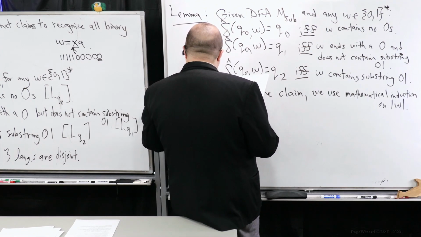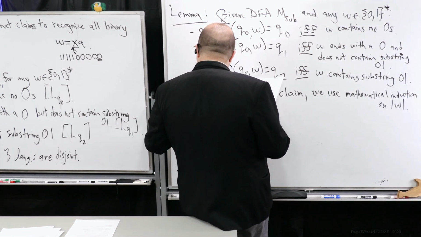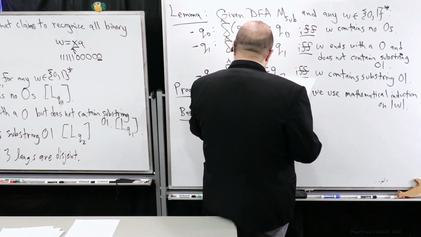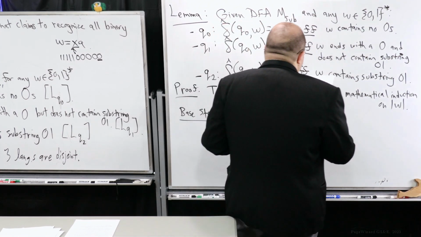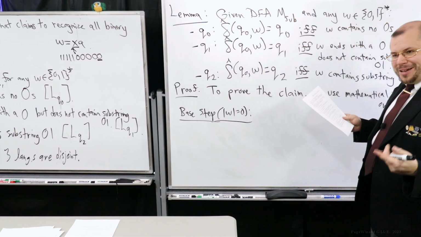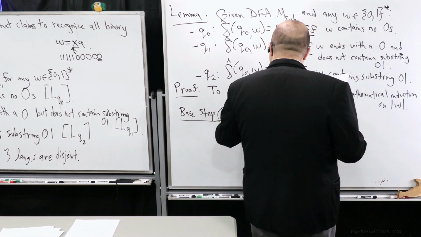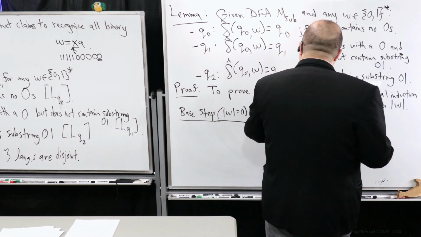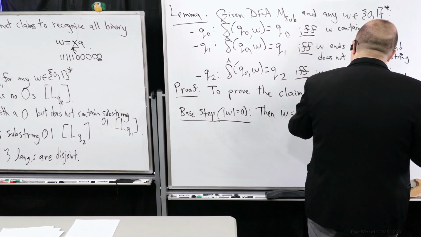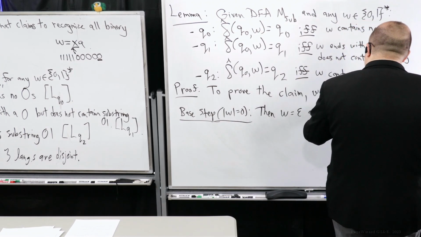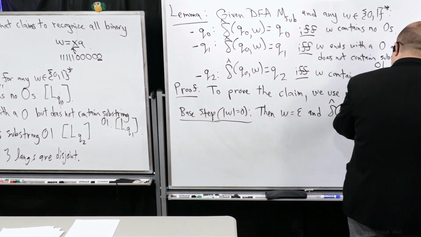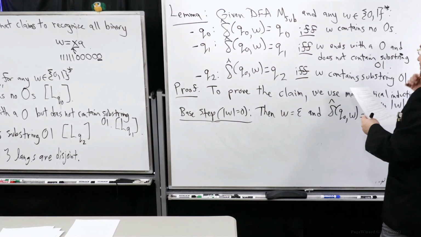Base step. Let's start with the base step. So this is when the length of the string is 0. So let's think about it. Then that means W is the empty string. So W is the empty string, and delta hat Q0 W is equal to Q0, right? That's what this would mean.